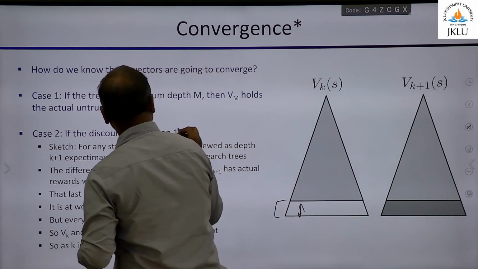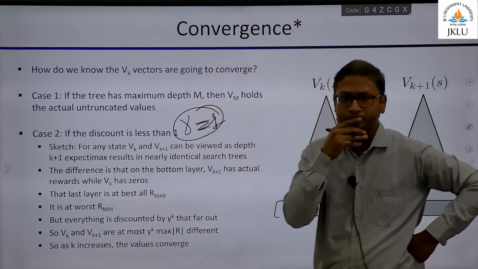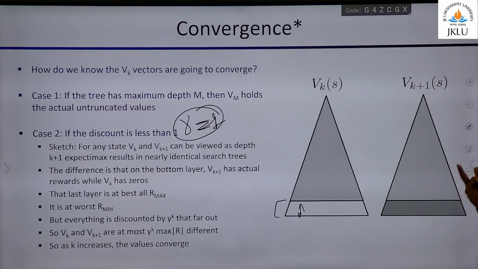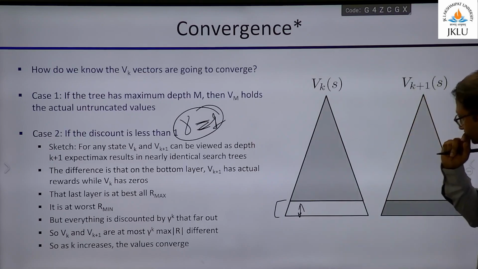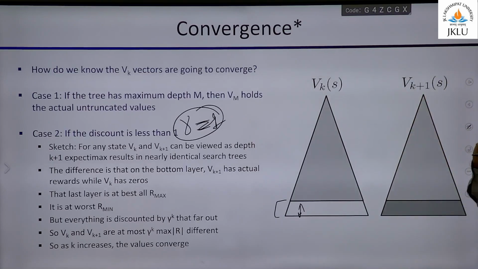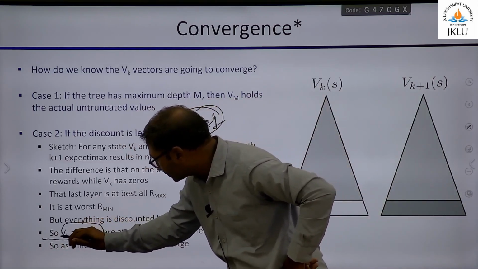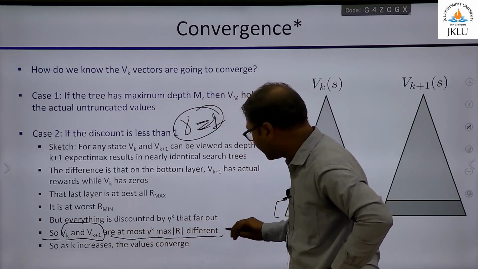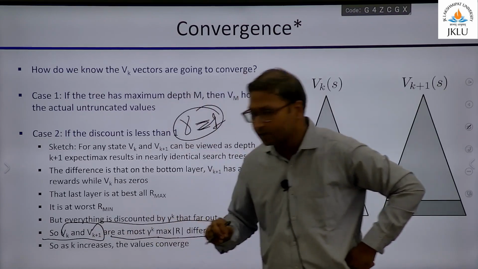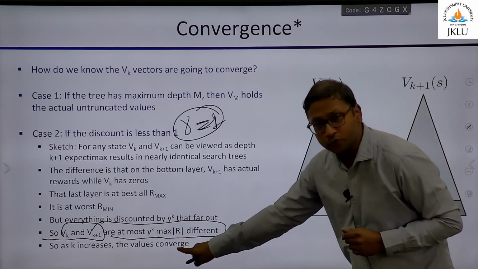So if I tell you gamma is equal to 1, what will happen in this case? In that case, it may not converge. Okay, you cannot prove that it will converge. So look at this last line. Vk and Vk plus 1 are at most gamma^k max different. Okay, and this keeps on decreasing as you increase k. So as k increases, the values converge.